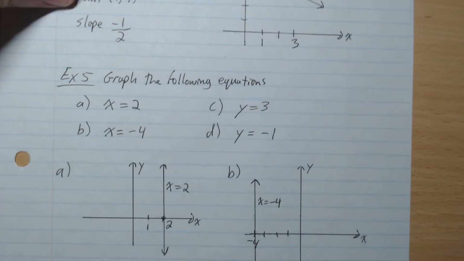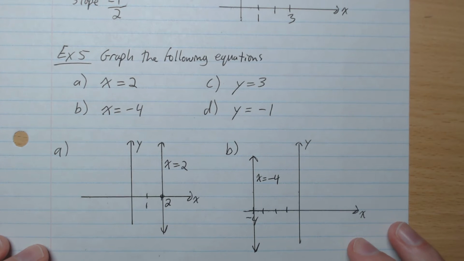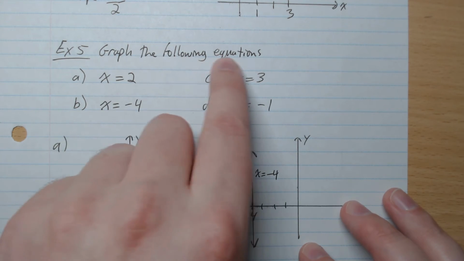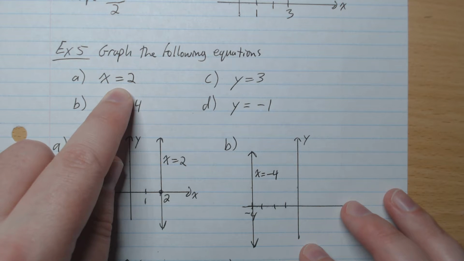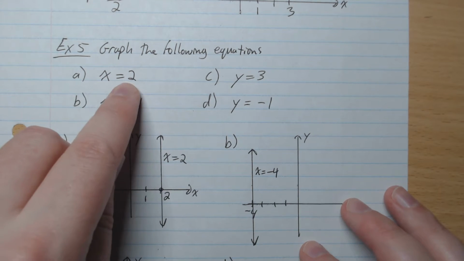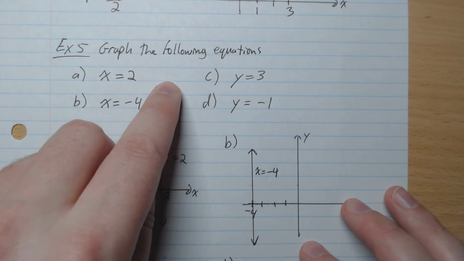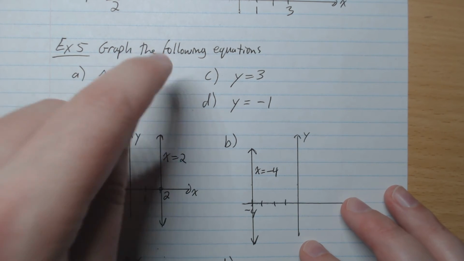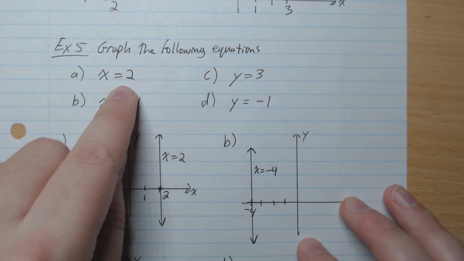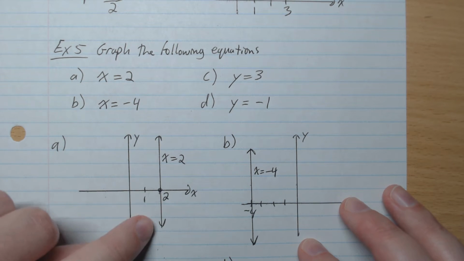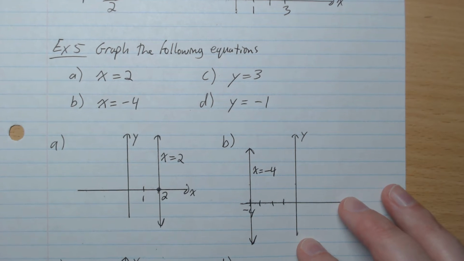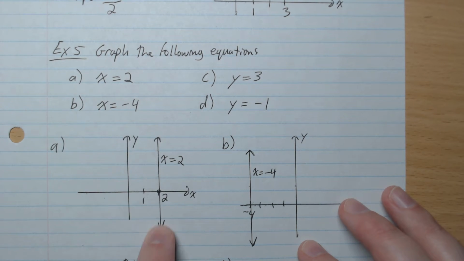Okay, example 5. We have a couple of special cases here that we're going to cover. Graph the following equations. So when we have x equals 2, we can think of it as x equals 2 plus 0y. And so no matter what y value you plug in, the x value is always 2. And so for all the different y values, x is always 2. So x equals 2 is a vertical line like that.